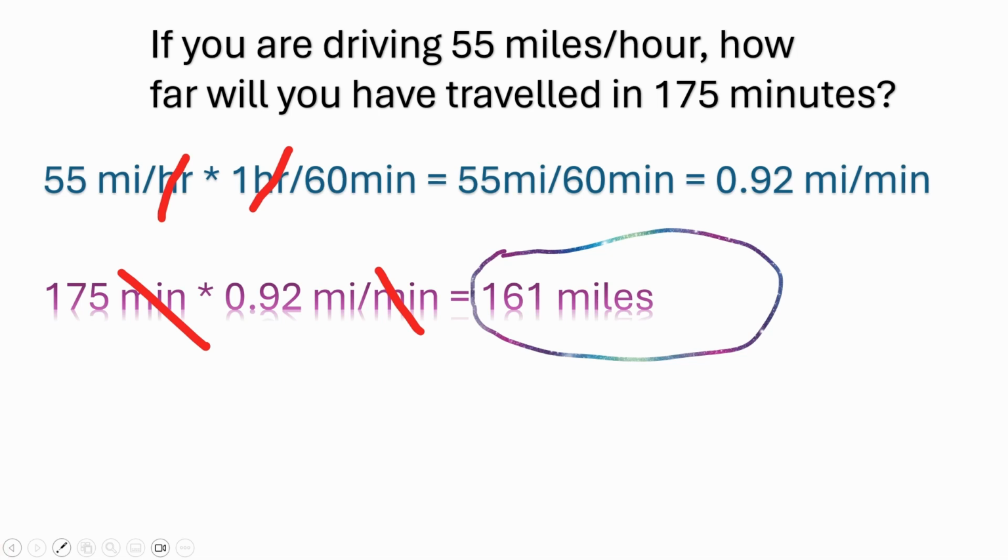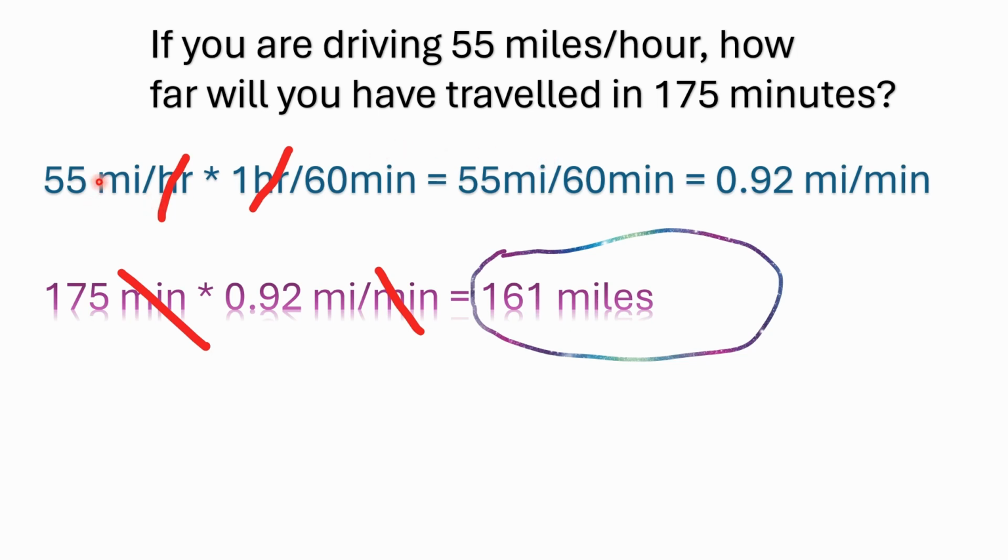All right, so if you're driving 55 miles per hour, how far will you have traveled in 175 minutes? Well, we know that we're driving at 55 miles per hour, and we're being asked how far we've traveled in terms of minutes, 175 minutes, which is just under 3 hours. 3 hours would be 180 minutes, so we know it's going to be something less than 3 hours.